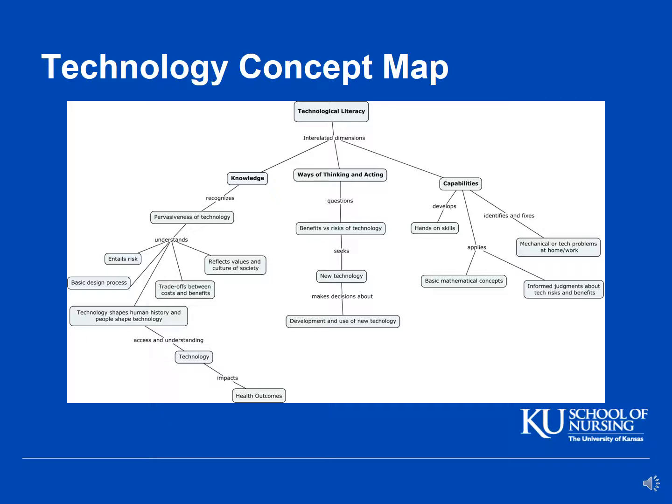Ways of thinking and acting really just gets down to a person questioning risks versus benefits of technology, how and when to use it, and making decisions about developing new technologies and seeking out new technologies. The knowledge dimension is really all about the pervasiveness of technology and how it's in all aspects of our life, and having a greater understanding that it affects everything that we do. It has shaped our history and it will shape our future as we continue to develop new technology.